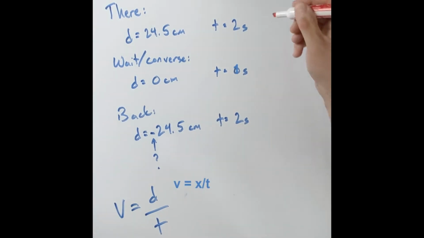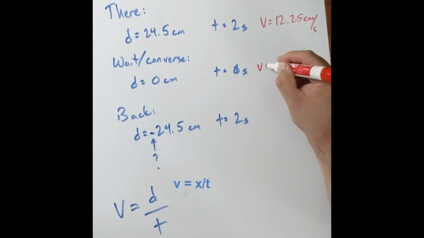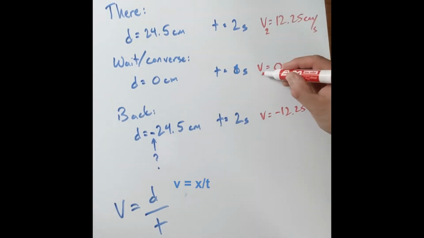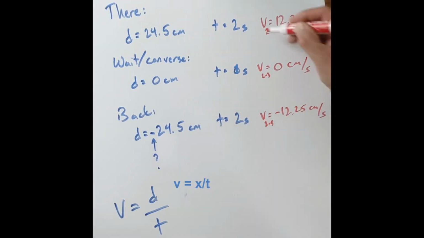So 24.5 centimeters divided by 2 seconds is 12.25 centimeters per second for the first leg of the trip. While he's not moving, his velocity is 0 centimeters per second. And his velocity on the way back is minus 12.25 centimeters per second. Let's label all of these velocities so that we can tell them apart. We physicists are fond of our subscripts.